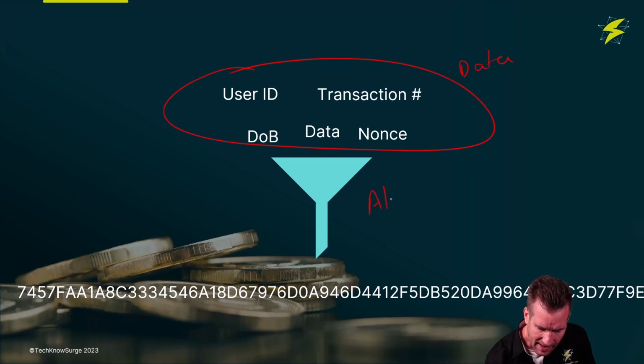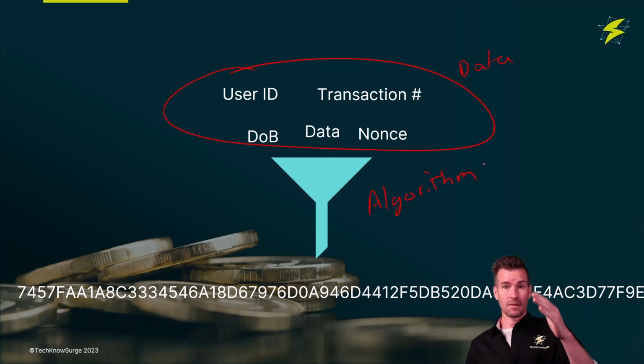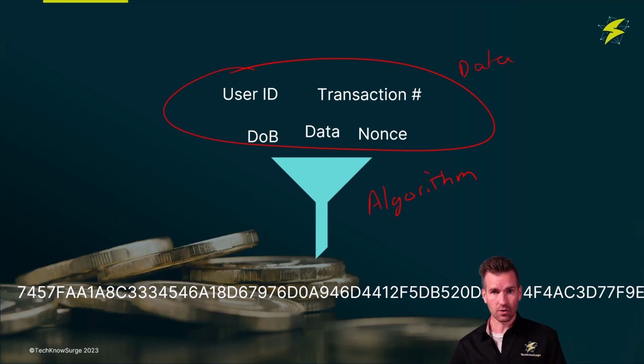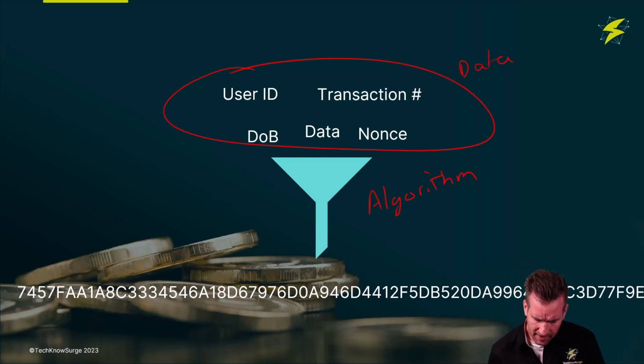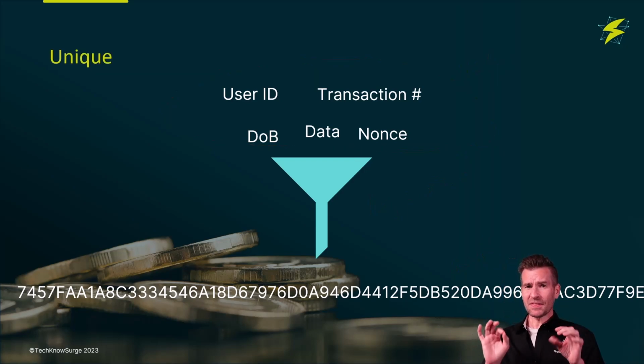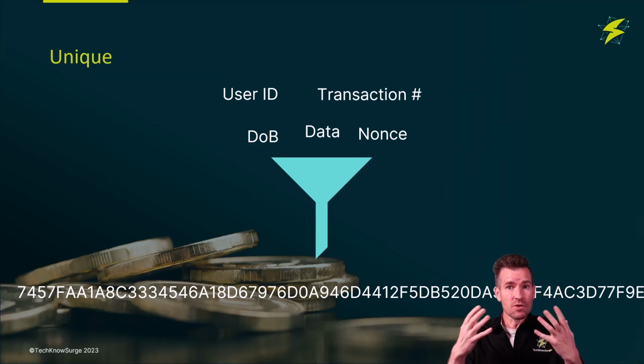Next, we have an algorithm. An algorithm is this set of process that this data is going to go through to create the hash. And there are lots of different types of hashing algorithms out there. And then finally, we have the hash. This is the fingerprint. It's comprised of a lot of characters that are going to represent the data that goes into it. There's a couple things that make hashes so useful.